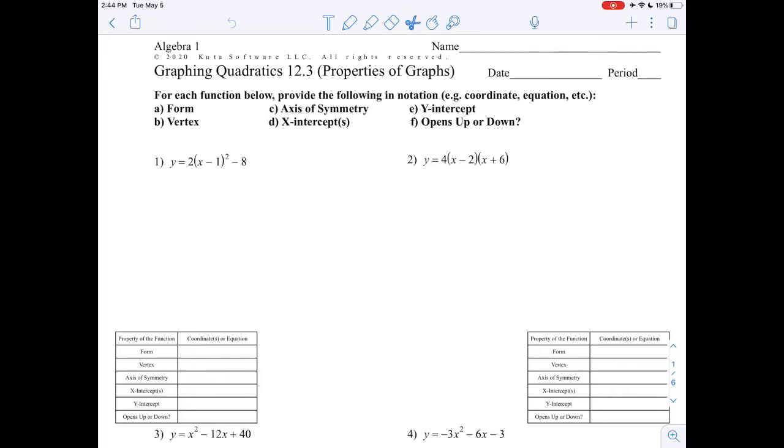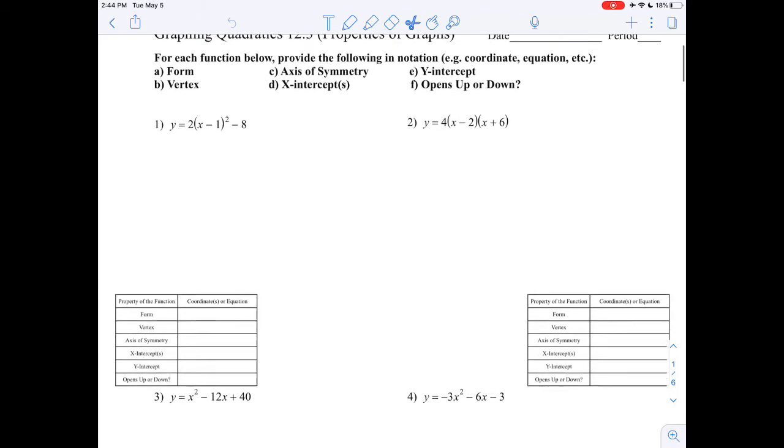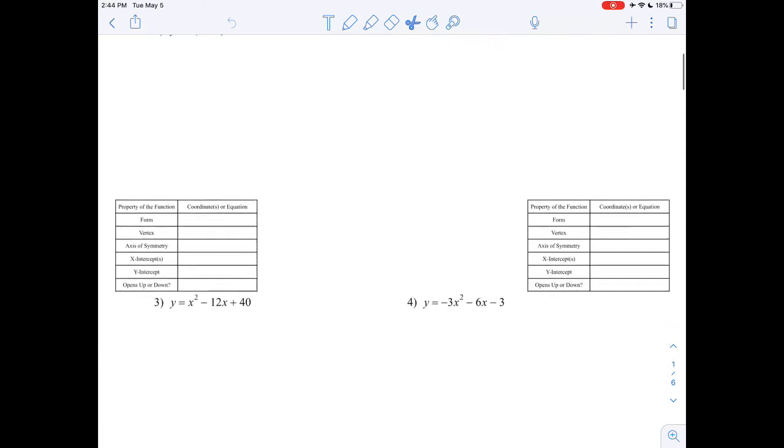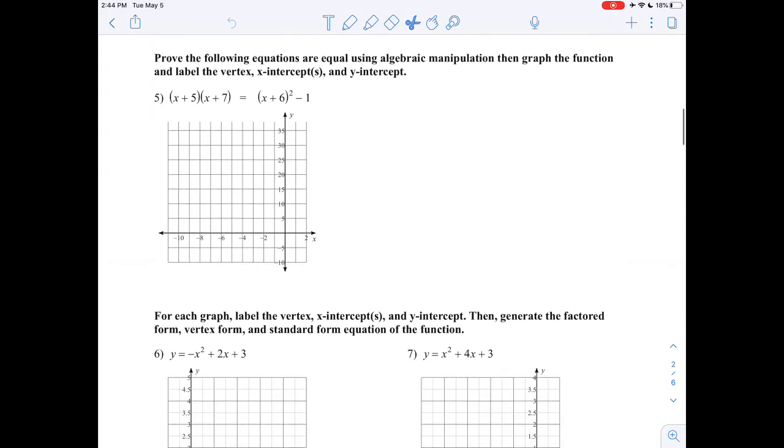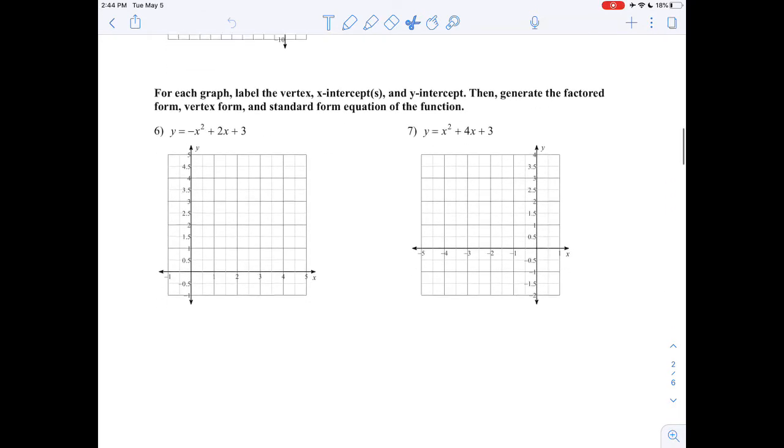So for 12.3, that's really just an extension of 12.1 and 12.2. The first page really is just asking you about what's important from those following equations and the terms. And that's really just utilizing 12.1 and 12.2 knowledge there. So if you're confused, look back to those videos. Number 5, really you just want to prove that these are the same function and graph them. You can really use your important points to help you graph quickly.